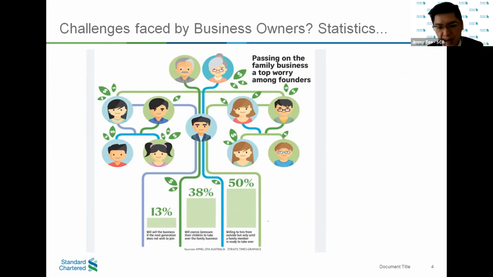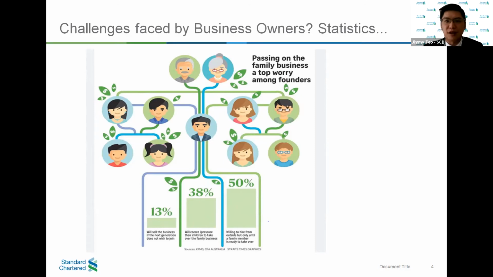First one is that 13% of the people who participated in the survey say that they will sell the business if the next generation does not wish to join. Second, 38% say that they will pressure their children to take over the family business. Lastly, 50% of the people who participated in the survey say that they are willing to hire from outside, but only until a family member is ready to take over. So you can see the majority of business owners out there are thinking, this is my baby, I formed this. I want to keep this running as long as possible. I would love to pass this to my next generation to run the show.